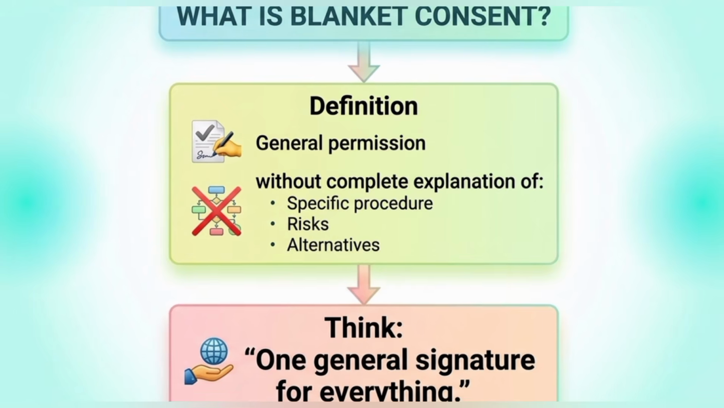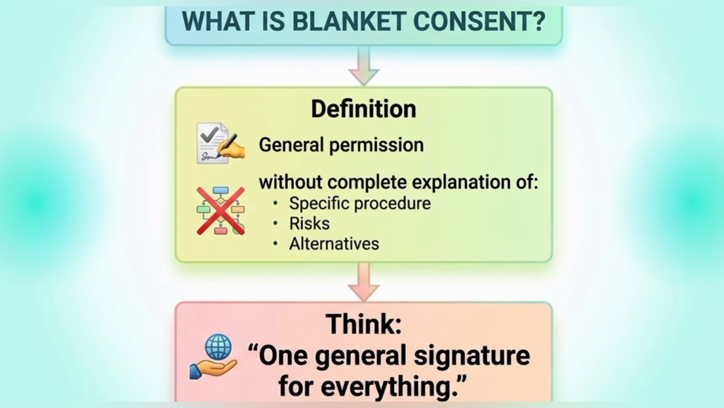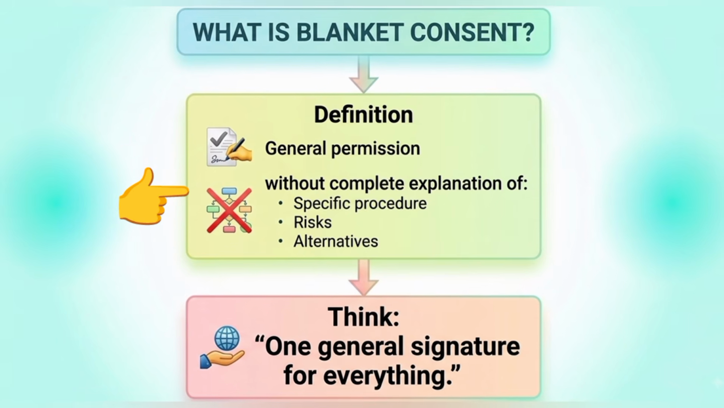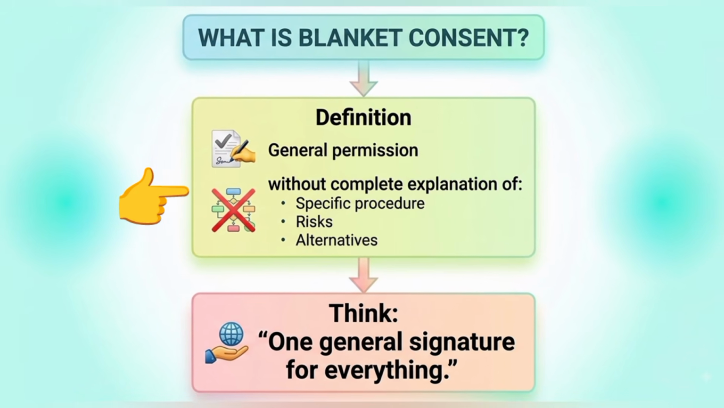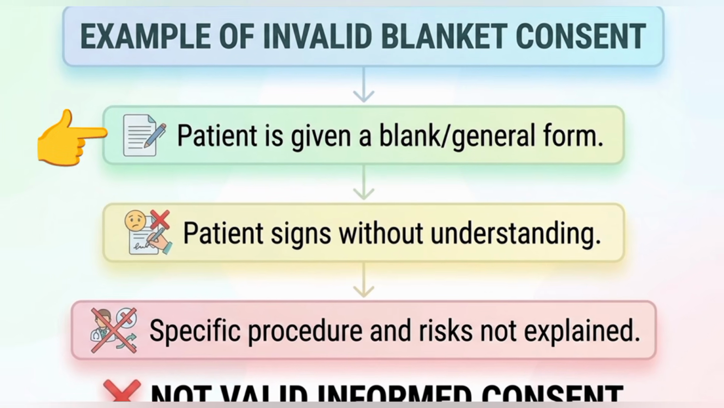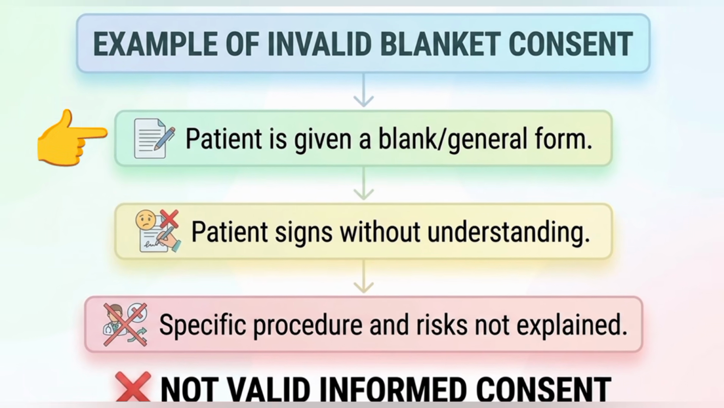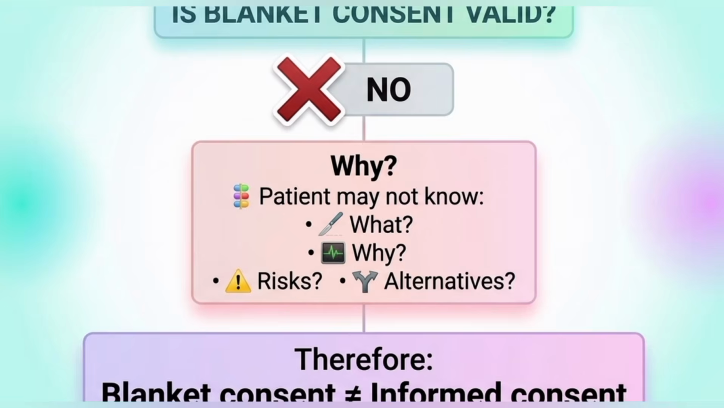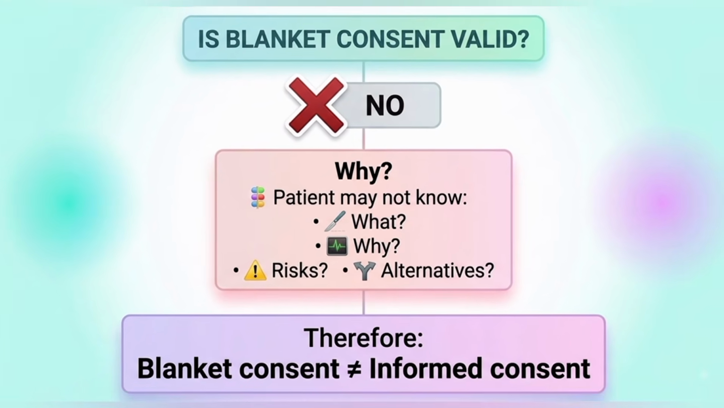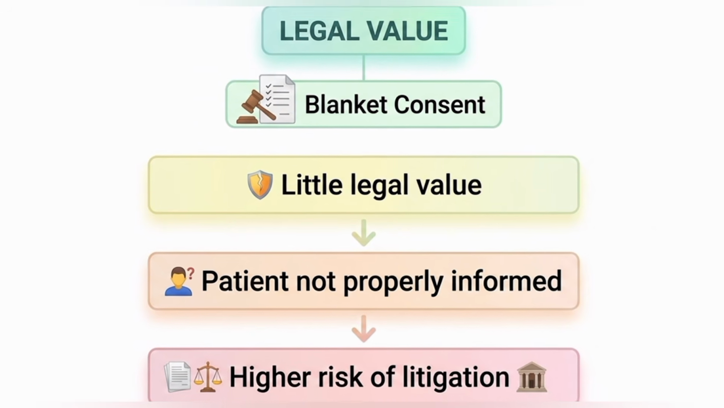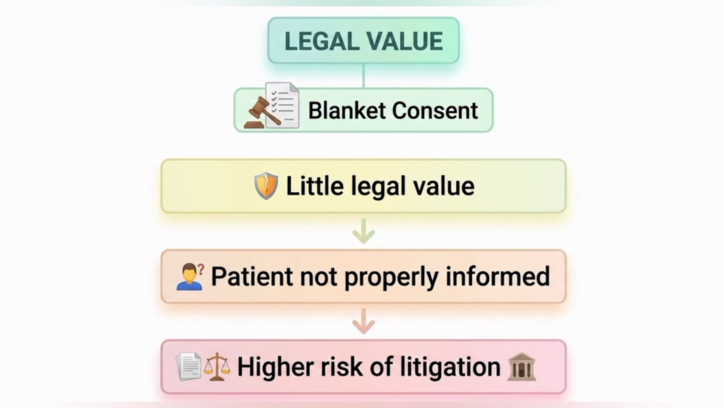2. Blanket consent. Now let's understand blanket consent. Blanket consent means giving general permission without properly explaining the specific procedure, risks, or alternatives. For example, a patient signs a general form during hospital admission without understanding exactly what procedures may be performed. Is blanket consent valid? No. It has little legal value because proper informed consent requires the patient to understand what they are agreeing to.